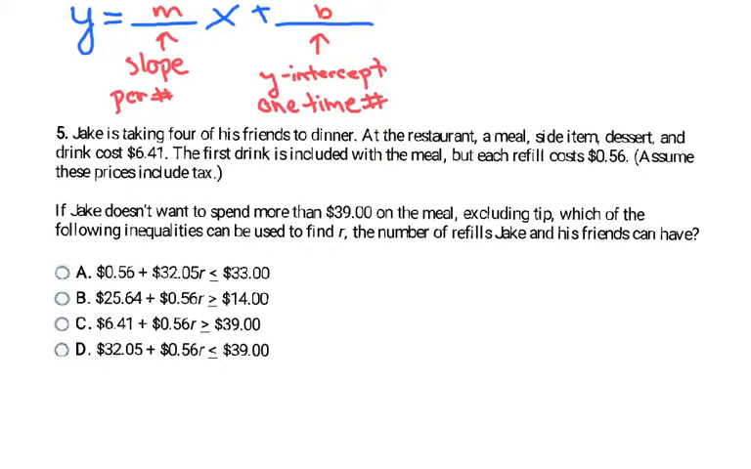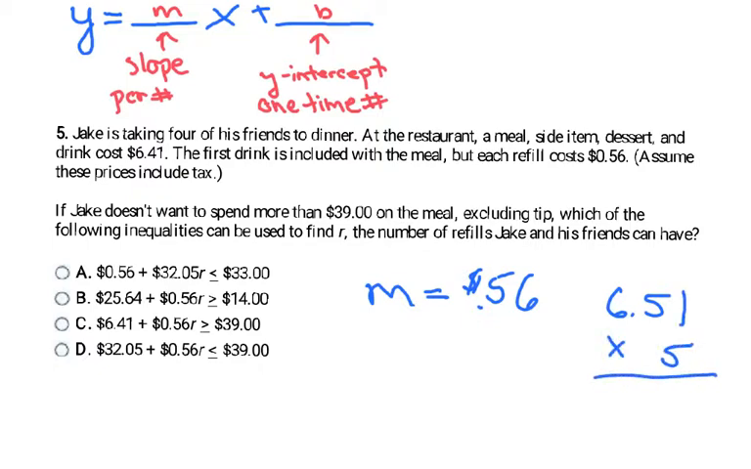All right, so first of all, let's figure out what is going to be our slope number. The number that's changing here is the cost per refill, because depending on how many refills they get, our cost of refills will change. So it's going to be that 56 cents. Now, our y-intercept is that one-time cost for the meal. However, we aren't talking about just Jake. We're talking about Jake and his 4 friends. So that's a total of 5 people. So we're going to have to find out the cost of all 5 of their meals, because we're writing this equation for the whole party. So $6.51 times 5 is $32.05. So that is going to be our B.